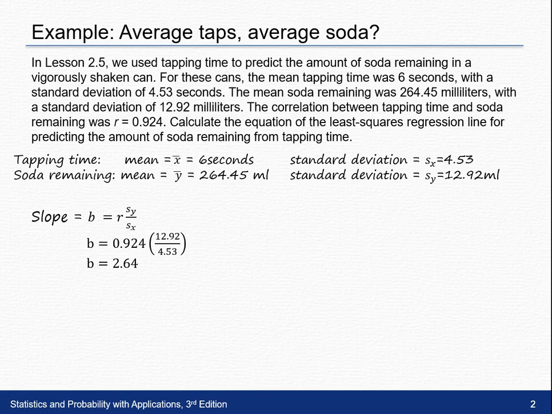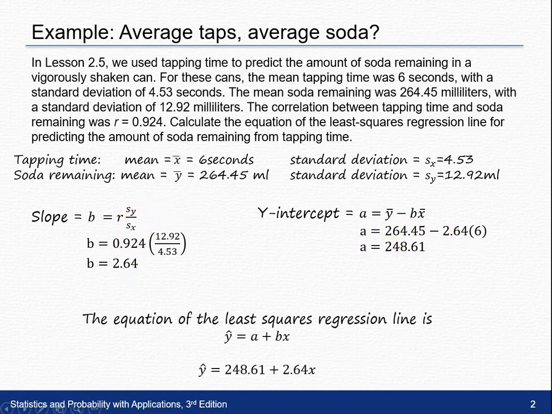Next, we need a y-intercept. Since the line goes through x bar, y bar, we're going to be using that point to determine the y-intercept. So our average y was 264.45 milliliters minus the slope, 2.64, times the average x, which is 6, and that gives us our y-intercept.